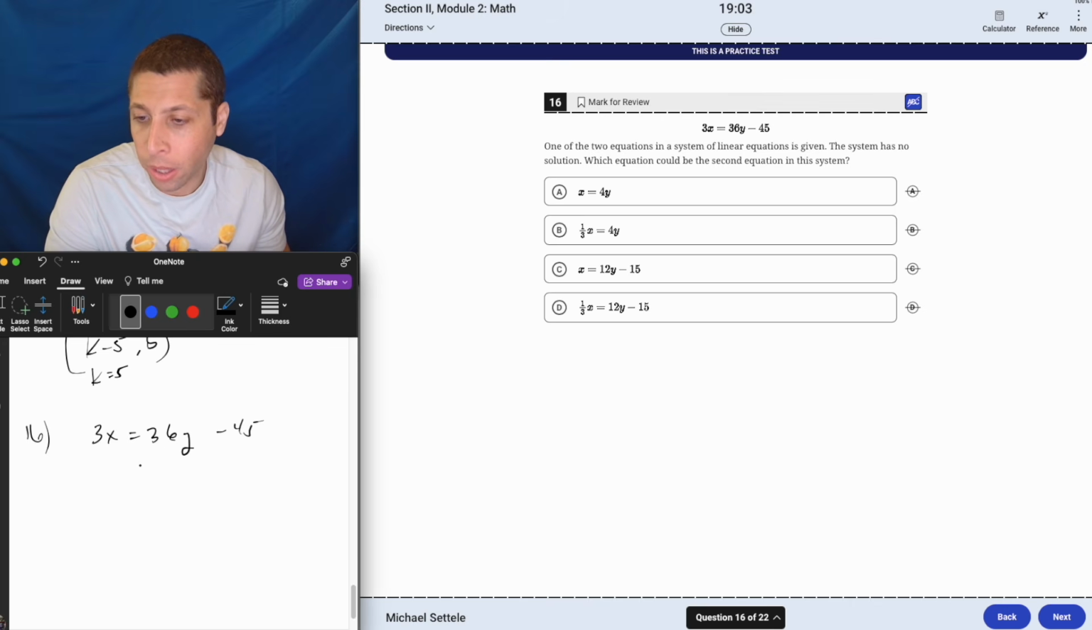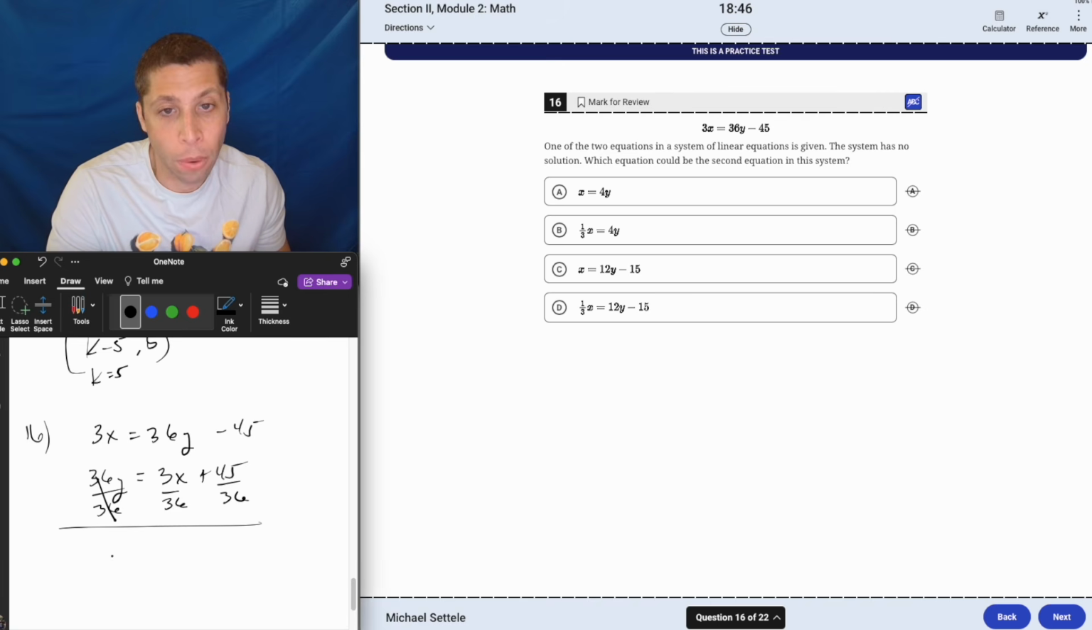It's kind of a little annoying. So 36y equals 3x plus 45. So divide by 36, divide by 36, divide by 36. Let's just leave it at that for now. But these are the slopes and y-intercepts. Okay. So if I had a, that would be y is equal to 1/4 x.